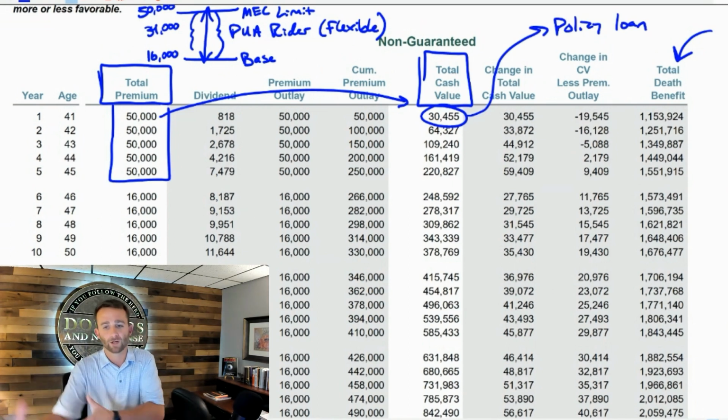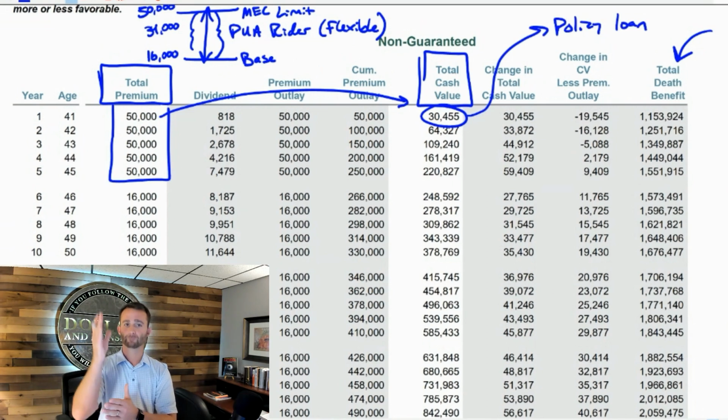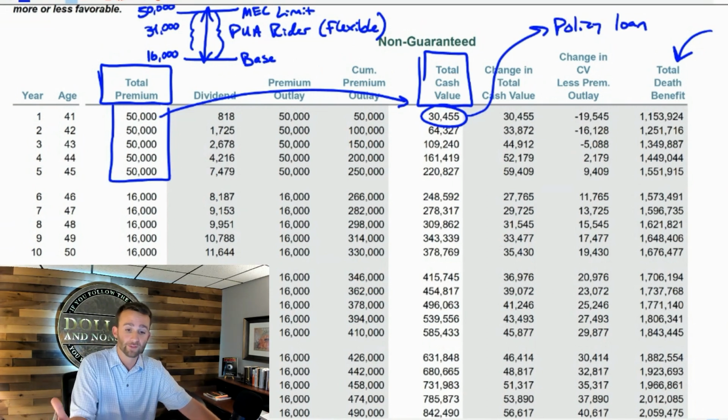Maybe I'm going to buy some rental properties. Maybe I'm going to pay down debt. Maybe I'm going to pay cash for a vehicle, or maybe I don't know what I'm going to do with this money.